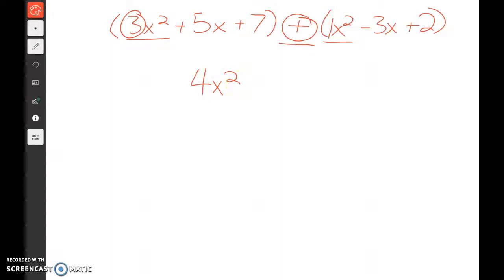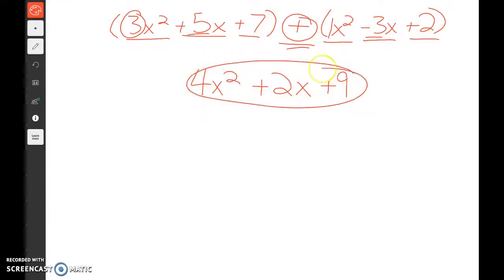Next, we would have 5x. So you've got 5x, and then we want to find the x term, which is negative 3x. So 5 plus negative 3 is going to give us positive 2x. And then lastly, we have this 7 plus 2. So 7 plus 2 is going to be positive 9. And then we have our answer written in order from least to greatest, and that was a pretty simple problem.